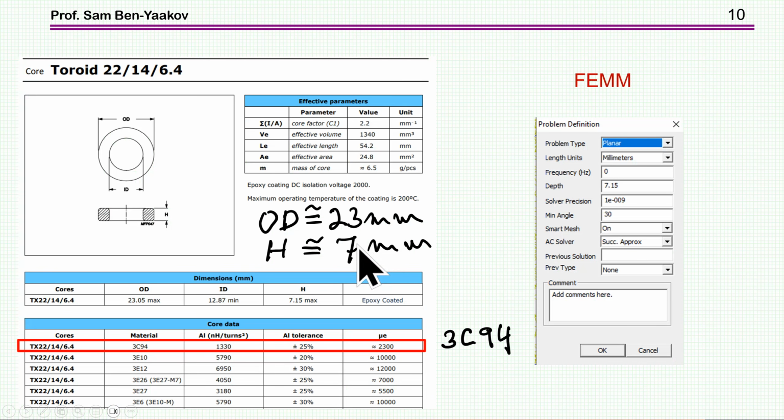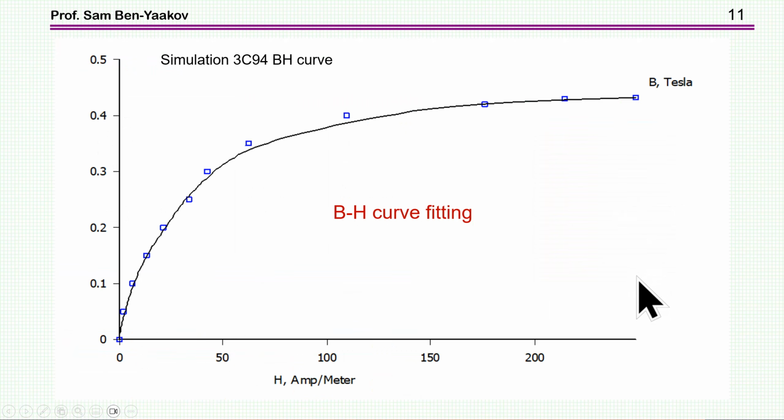So to do it more realistically, we've chosen a core here. This is the core. The outer diameter is 23 millimeters, and the height, here, is 7 millimeters. And we have chosen the material 3C94. And here is the window of FEMM in which you put the information. Let me skip this, which is not that important at this point. Also, we need to feed in the approximation of the BH curve. So we did some fitting to the data sheet of this material, 3C94.